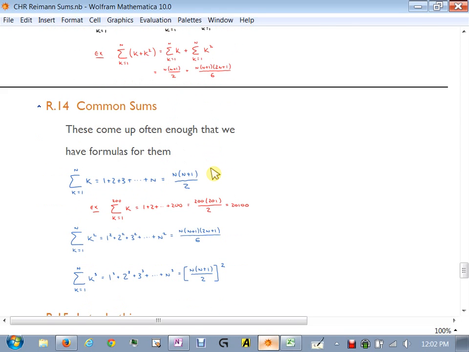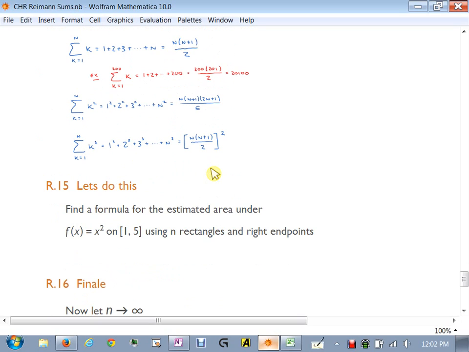I don't know why I have common sums again. All right, let's do this. I want to find a formula for the estimated area under this graph, f of x equals x squared on 1, 5, using n rectangles. All right? N rectangles. So we're still here.